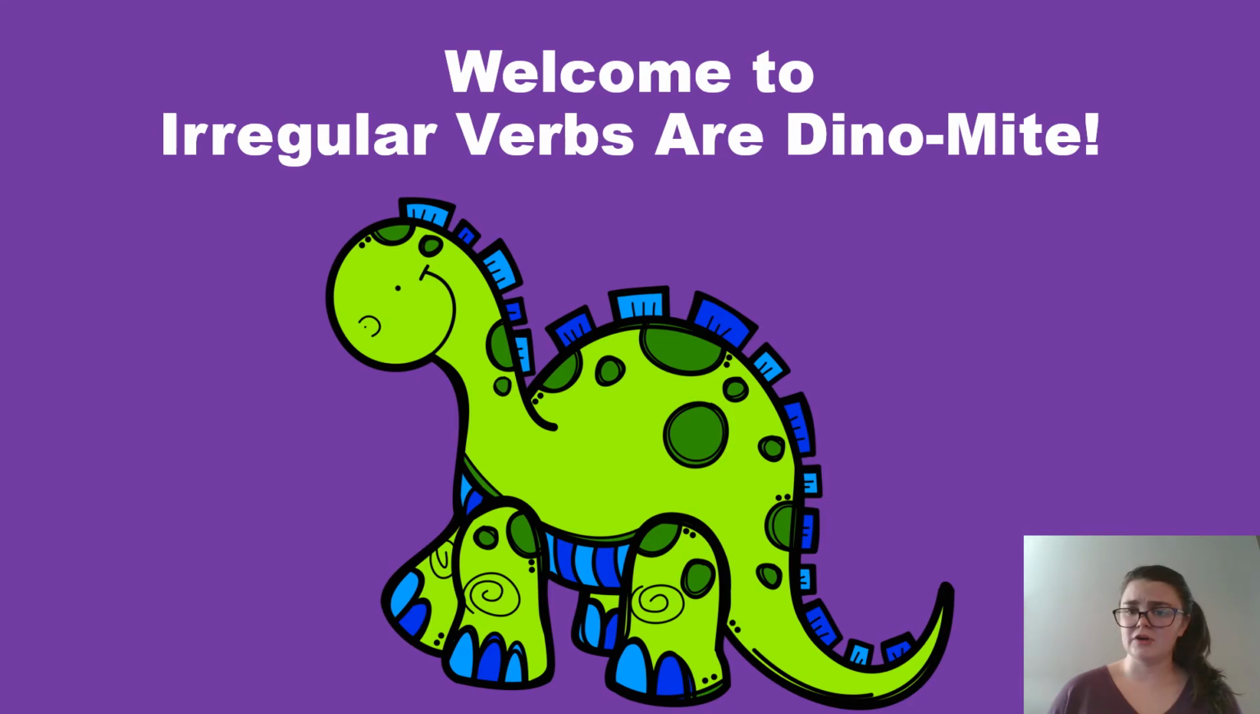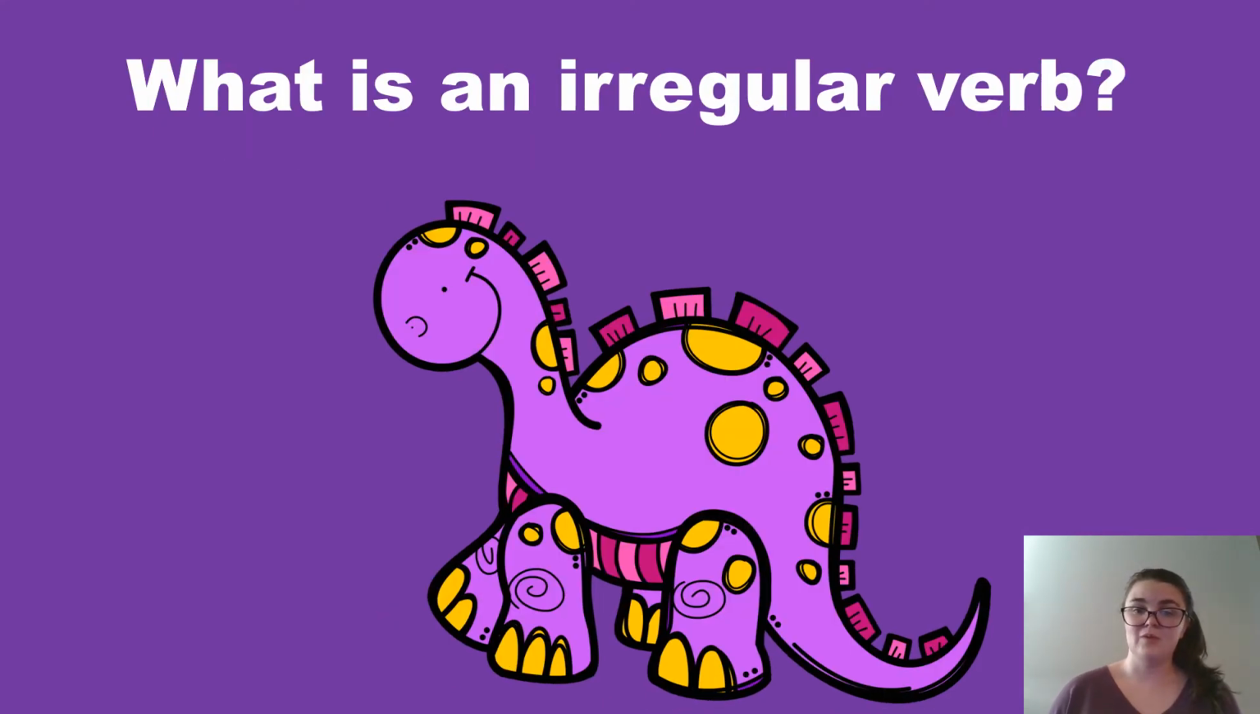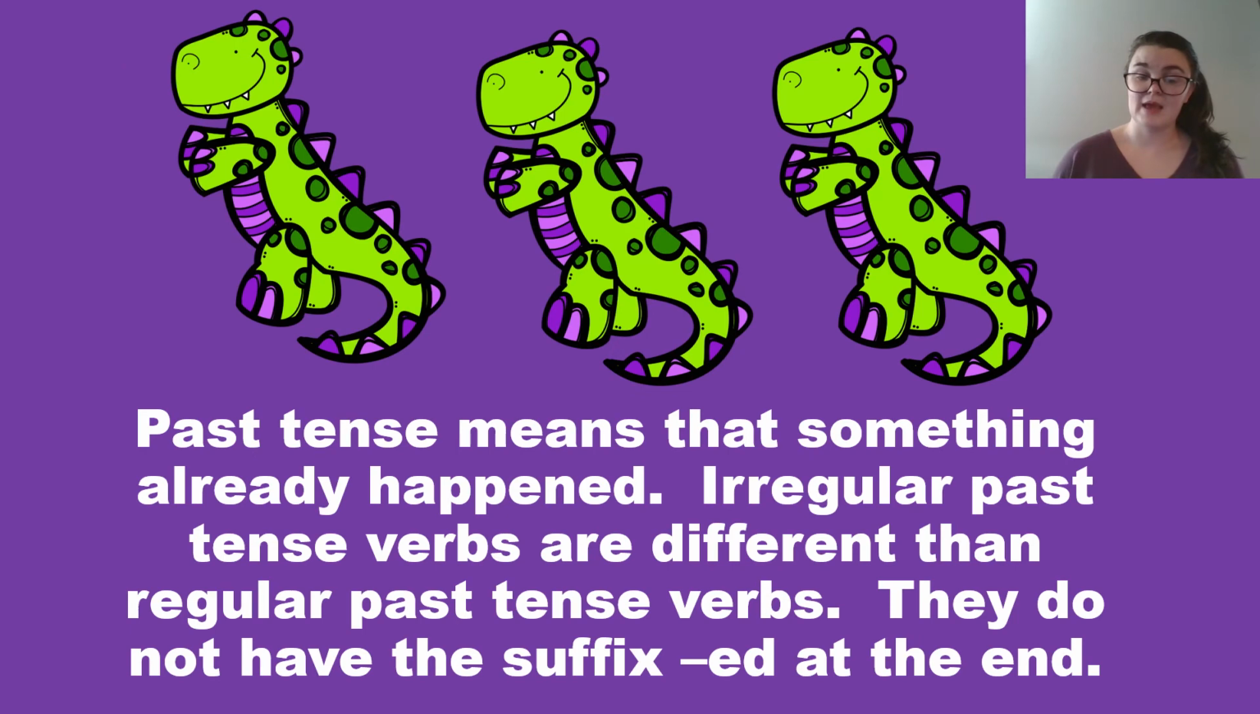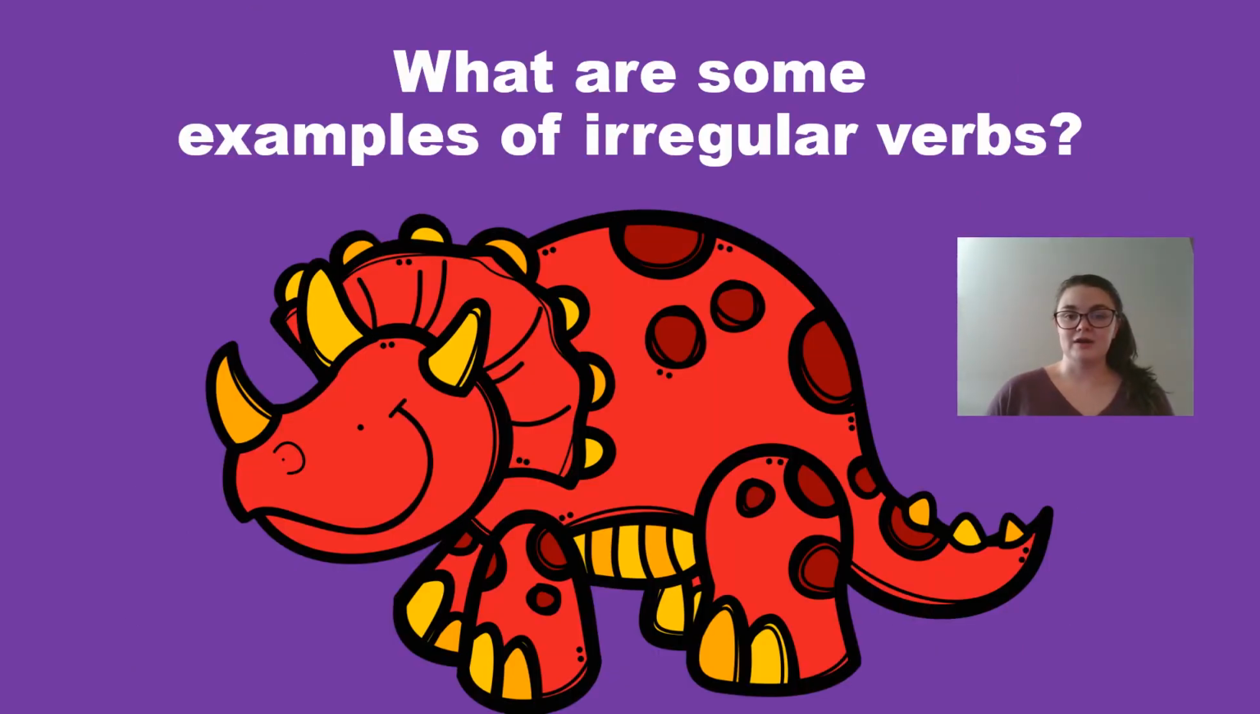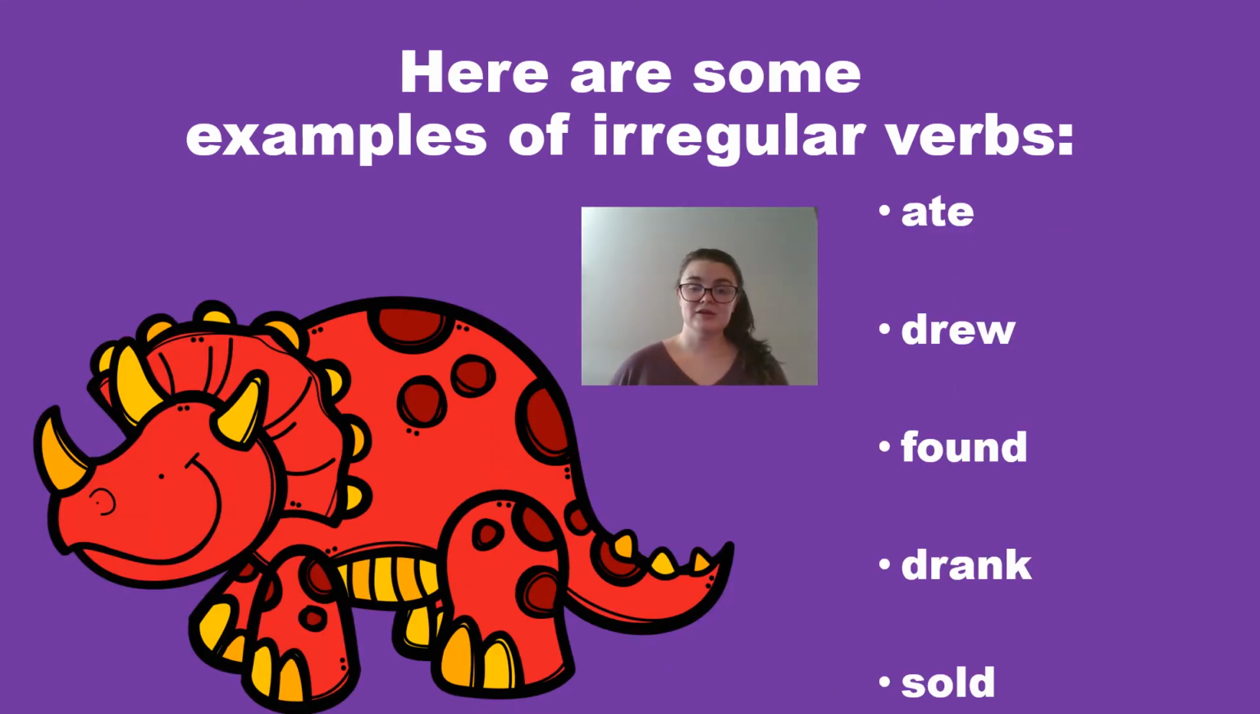Welcome to Irregular Verbs are Dynamite. What is an irregular verb? Past tense means that something already happened. Irregular past tense verbs are different than regular past tense verbs. They do not have the suffix ed at the end. What are some examples of irregular verbs? Here are some examples of those verbs: ate, drew, found, drank, and sold. Now would be a great time for you to get out a piece of paper so you can work along with me as we practice running through some of our irregular past tense verbs.